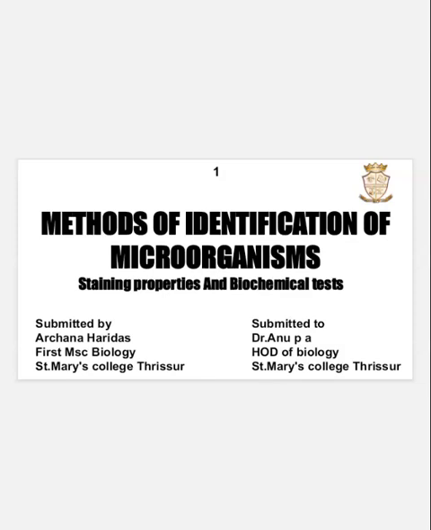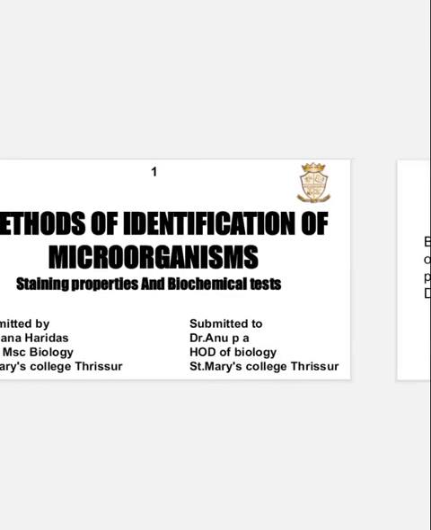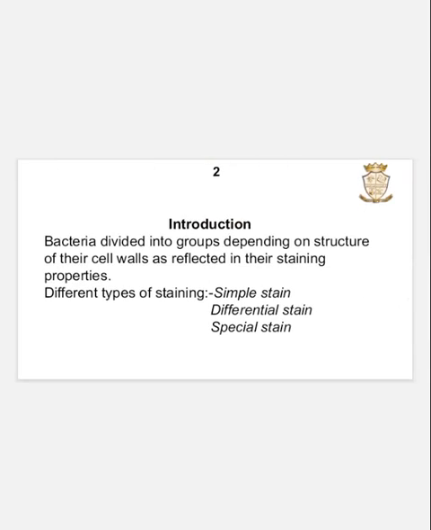Method of identification of microorganisms: staining properties and biochemical tests. Bacteria are divided into groups depending upon the structure of their cell walls, and this is reflected by their staining properties. There are three main types of staining: simple stain, differential stain and special stain.